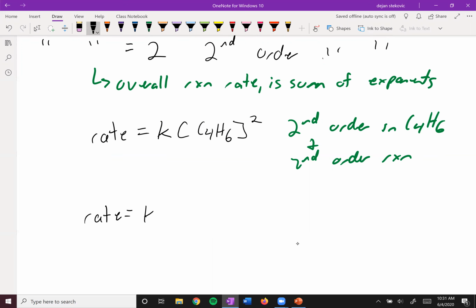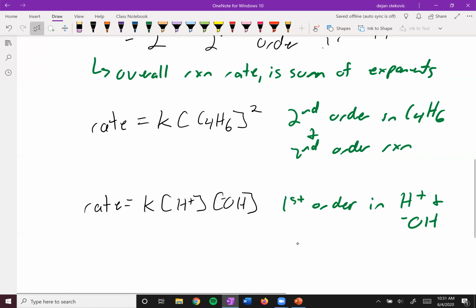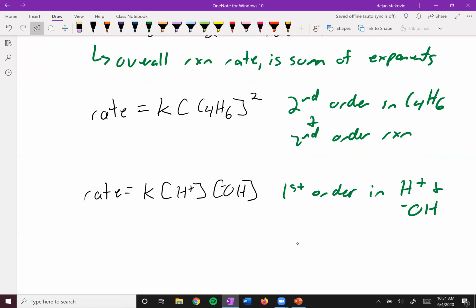In another example, we have rate is equal to k times the concentration of H plus times the concentration of OH minus. And so we can say that it is first order in H plus and OH minus, right? I don't have an exponent here. When you don't see an exponent here, there's an imaginary 1 there, right? It's just redundant, so we don't show it. So we can say it's first order in H plus and OH minus, and then the reaction overall is second order because it's a sum of the two ones. Right, so first order in H plus and OH minus, second order overall.